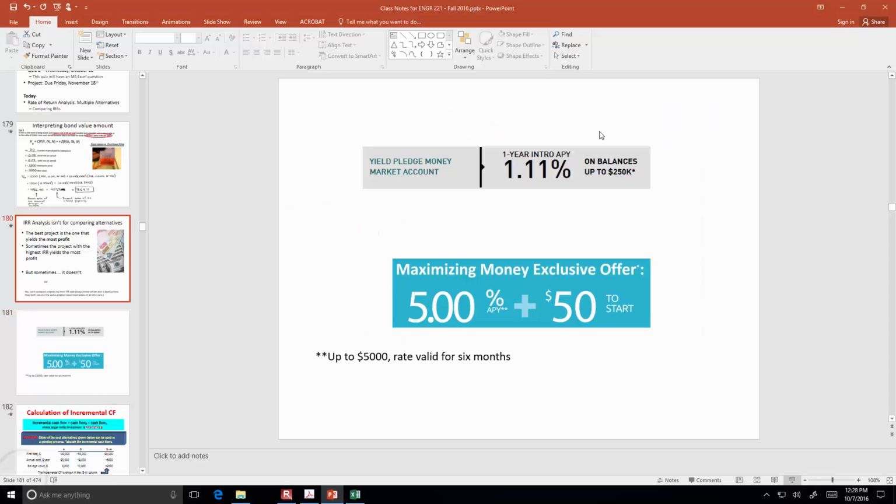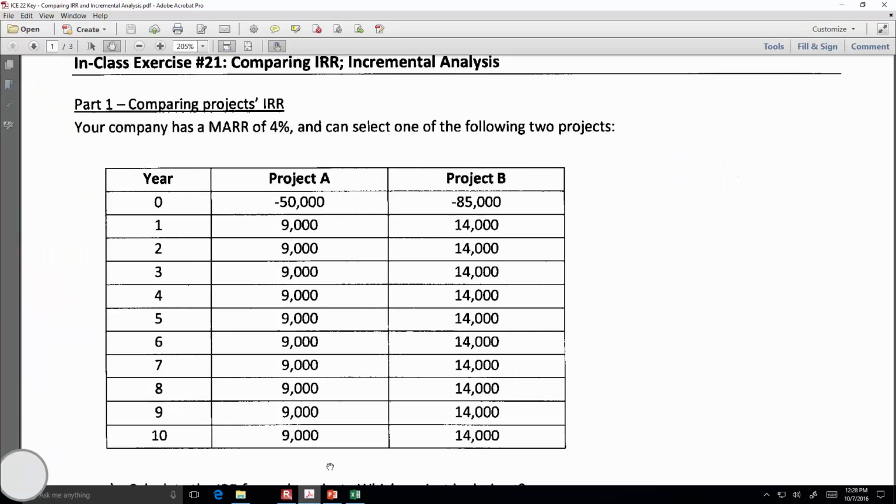So if we think back about the in-class exercise, which of the two projects is better? When you're picking projects, you'll never go wrong in just comparing the present worths or comparing the future worths. Now, incremental internal rate of return is what we'll get to on Monday, and that's a way of looking at how much more expensive one project is versus another.